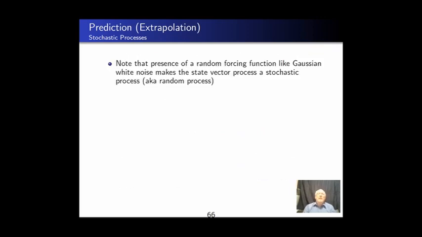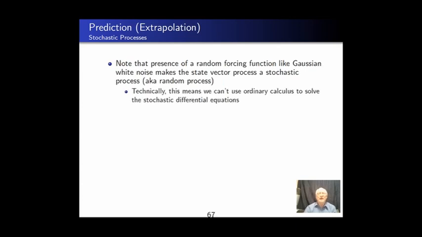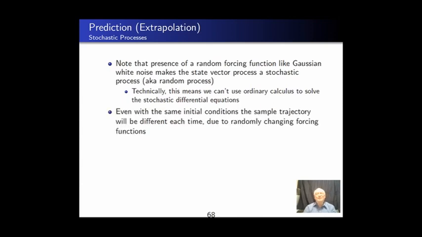Because we've talked a little bit about noise, and since this noise is getting into our differential equations or our difference equations, we need to talk a little bit more about what's happening here. What that means is we're dealing with a random process, otherwise known as a stochastic process. And technically, this means we can't use ordinary calculus to solve the stochastic differential equations. We'll talk a lot more about that later, but just be advised. And one of the properties of these stochastic processes is that when you start with some initial conditions and then let the random variables take on sample values, you're going to get a different sample trajectory every time you do this.